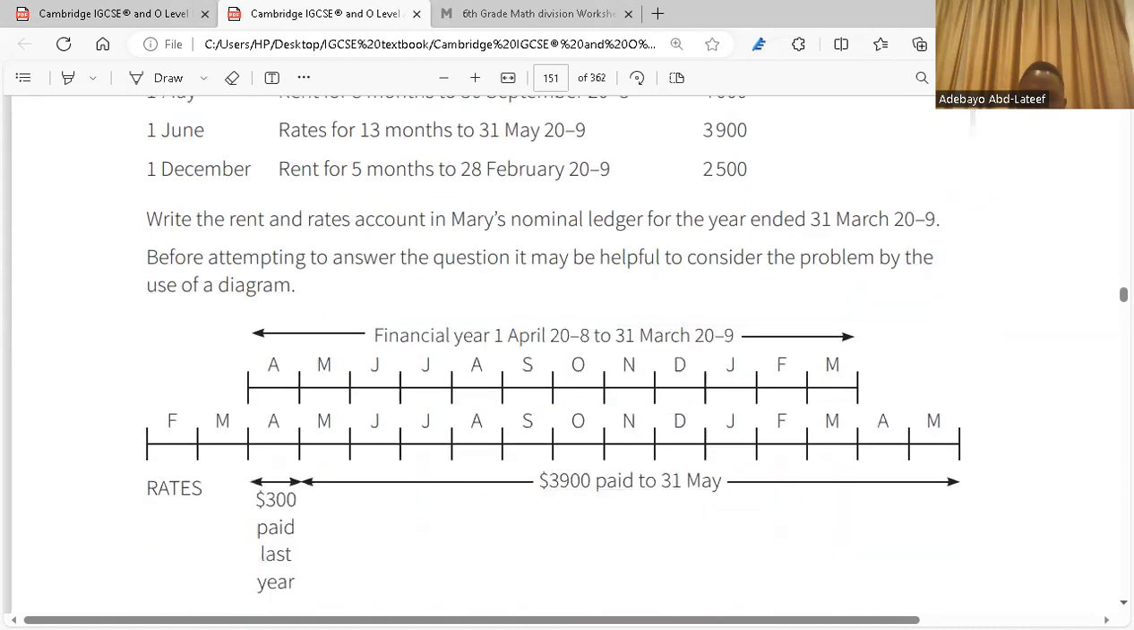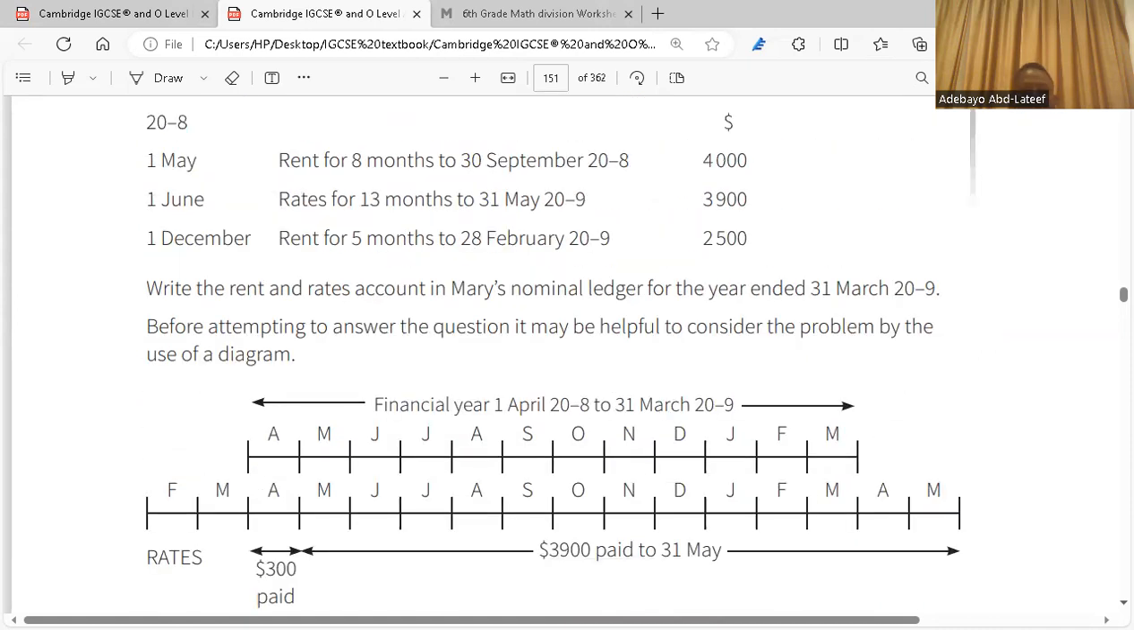This is prepaid. And 1,000 is owed for the last 2 months. So that means she pays 500 per month for rent, and she pays 300 per month for rates. That is what it basically means. I think that is clear.